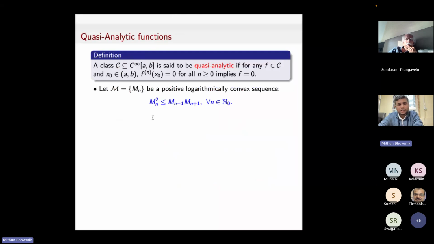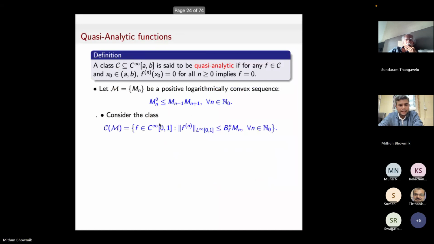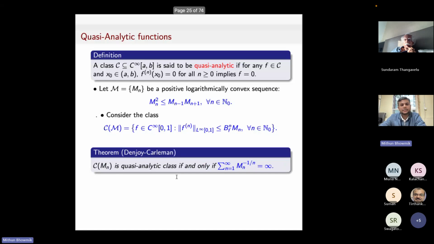To classify this class of functions, one considers a logarithmically convex sequence M_n, and then defines the class. This is a generalization of the analytic class. Analytic functions are those for which the Taylor series converges, so there should exist a certain restriction on the growth of the higher order derivatives. This growth will now be controlled by the constants M_n. So we have a function whose derivatives are controlled by M_n. Then the Denjoy-Carleman theorem says that if M_n satisfies the Carleman condition, that this series is divergent, then the class C_{M_n} will be a quasi-analytic class. If I consider M_n equals factorial n, this corresponds to the analytic functions. And if M_n equals n log n to the power n, this is more general than analytic functions, but still has this kind of unique continuation property.